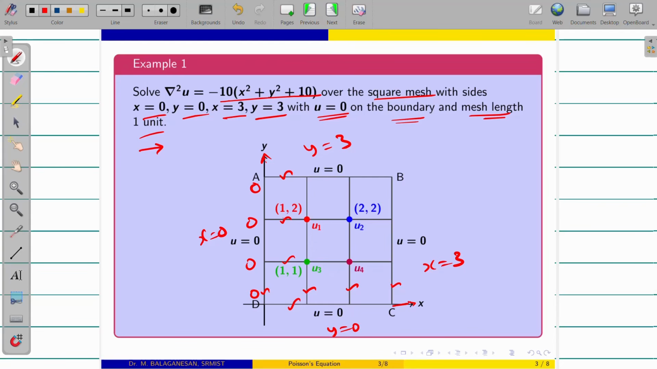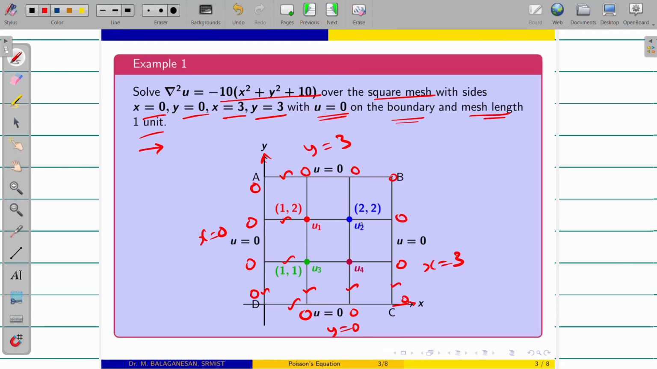Am I right? All the boundaries are 0 here. Then simply I have written u equal to 0 here. That means in all the positions, the values are 0. Clear?